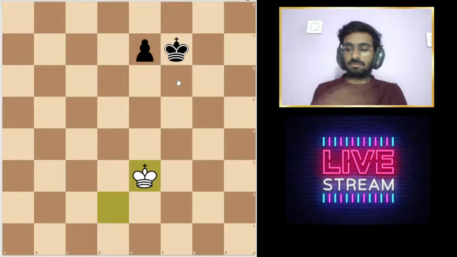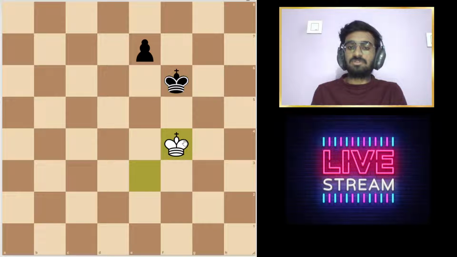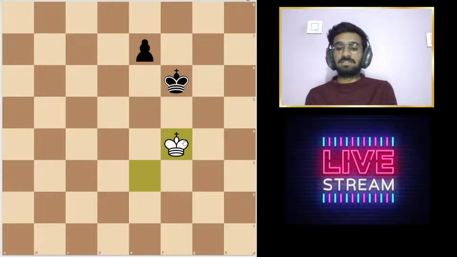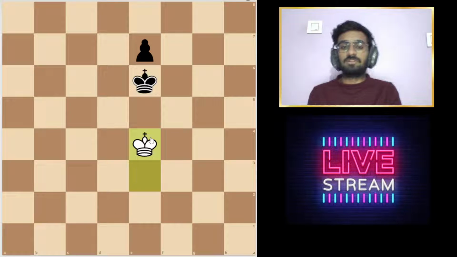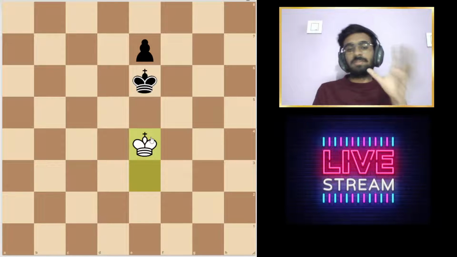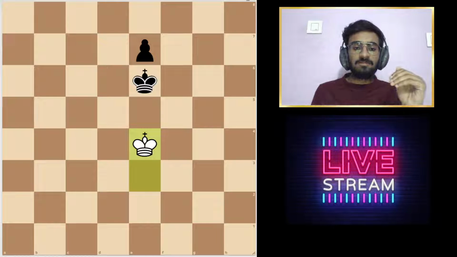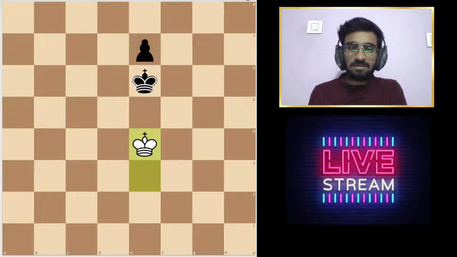If black doesn't have any move to do the opposition, obviously you are going to win, because on the next move you are the one who is going to do the opposition. From whichever side the king comes, you just do the opposition. And it has transposed into our previous example. If it comes from here, the king will go to e4 and you will be able to draw this game completely. I hope you are getting this.